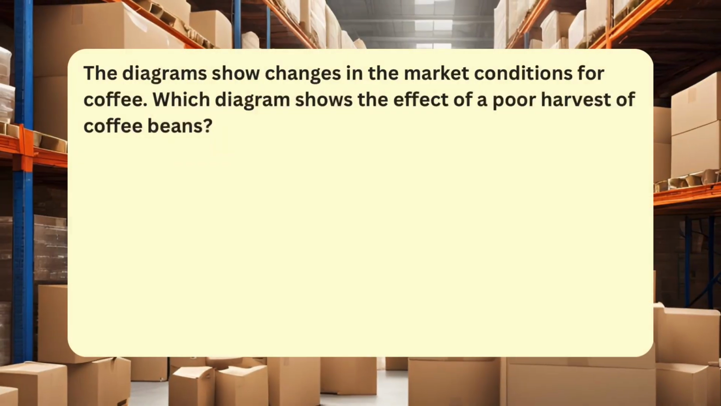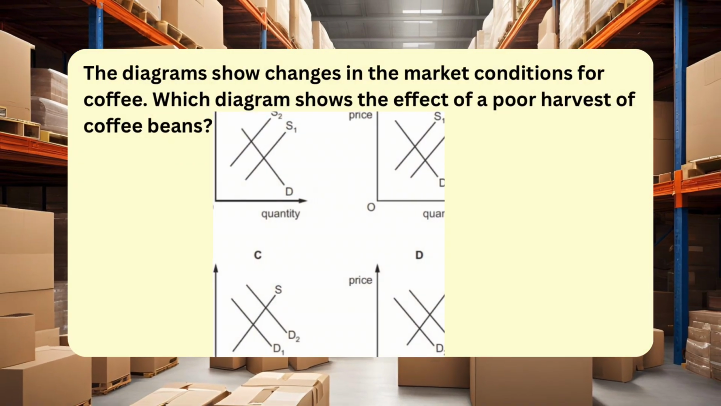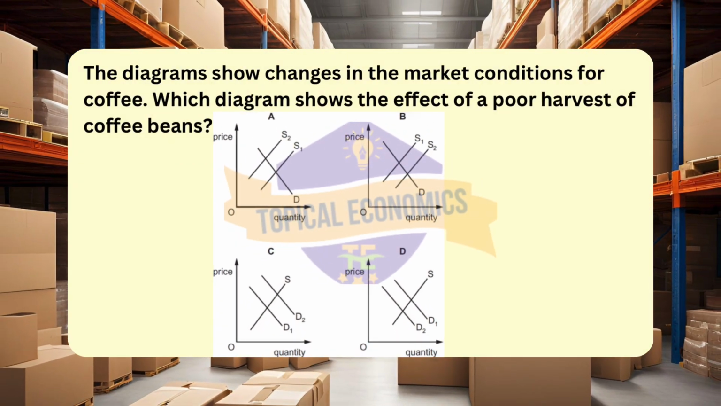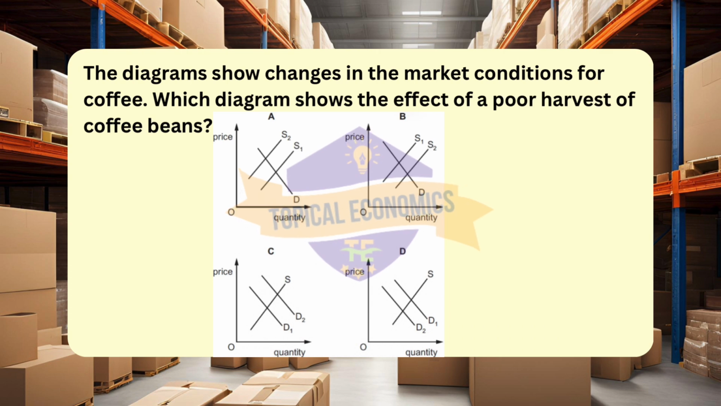Moving to question 6. The diagrams show changes in the market conditions for coffee. Which diagram shows the effect of a poor harvest of coffee beans? Reference, 2020 May-June version 3. The correct answer for this question is option A. Poor harvest of coffee beans indicates fall in supply, which is seen in option A diagram as supply shifts left from S1 to S2 with no change in demand curve.